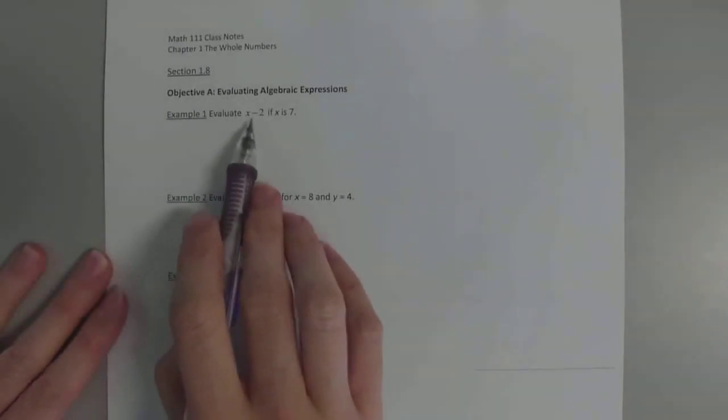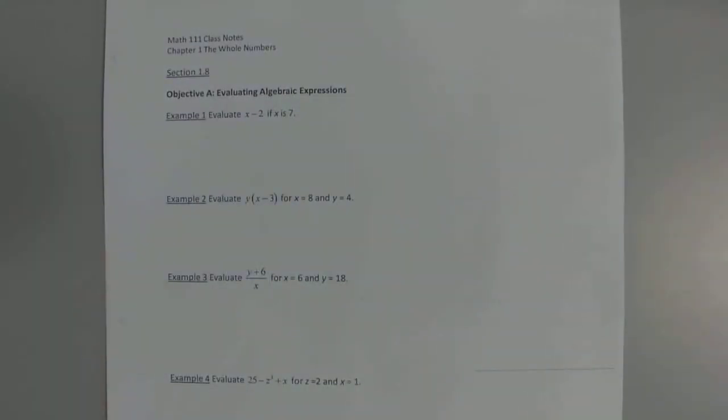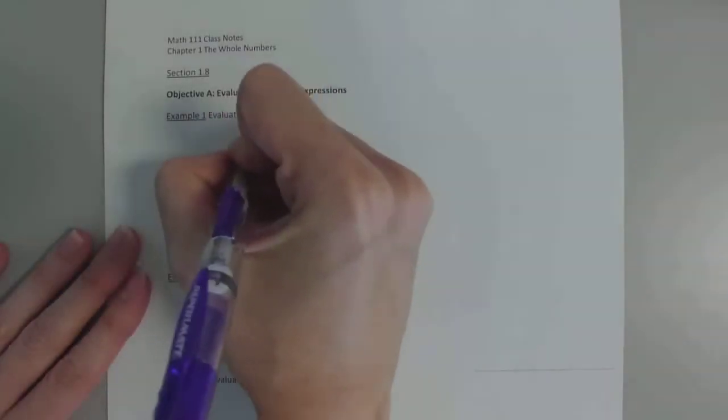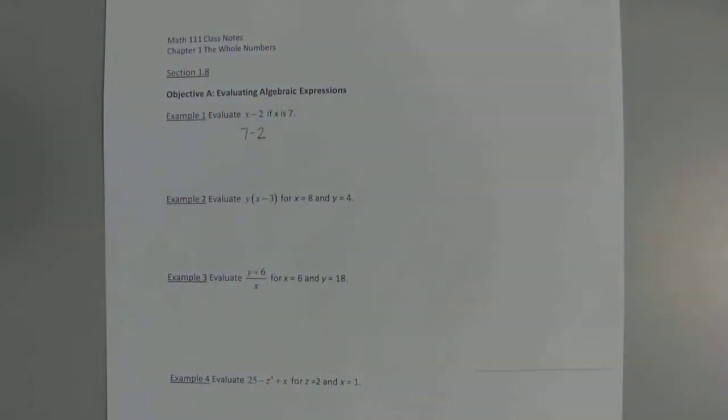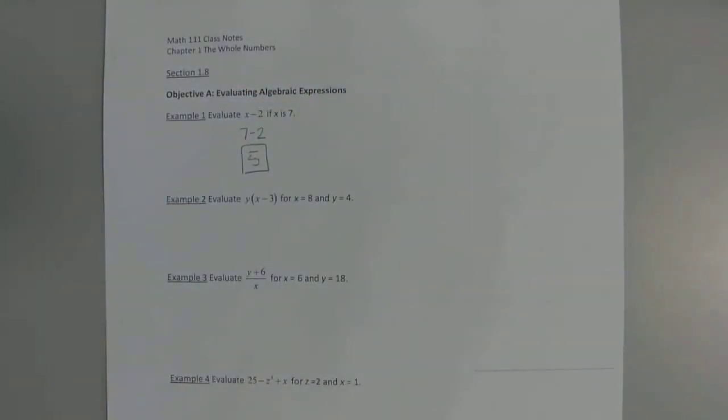So let's look at example 1. They want us to take x minus 2. But they told us what x was. So what is x? 7. So we can just rewrite this expression as 7 minus 2. We just substituted our variable x, which was 7, in for x. All right? What is 7 minus 2? 5. Is that okay, guys? We always start out okay, right? And then it just gets more complicated.